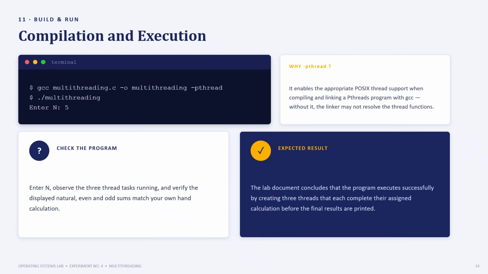Once you run the program, it will ask enter n. You type any number, for example 5, and press enter. Then observe all three threads running and check whether even sum, odd sum and natural sum are matching with your own hand calculation. If everything matches, congratulations, your program is working correctly. The lab document also confirms the program executes successfully by creating three threads and each of them completing its own task before the final result is displayed.